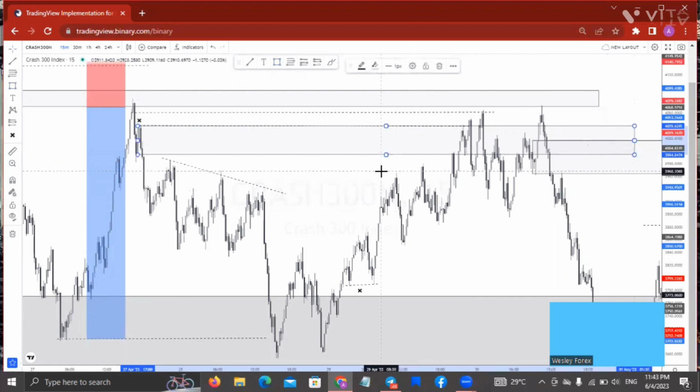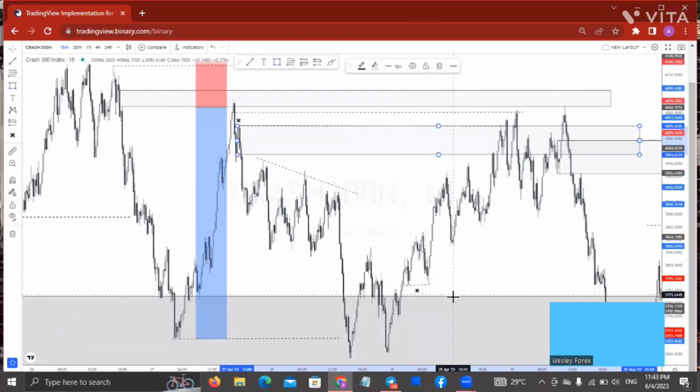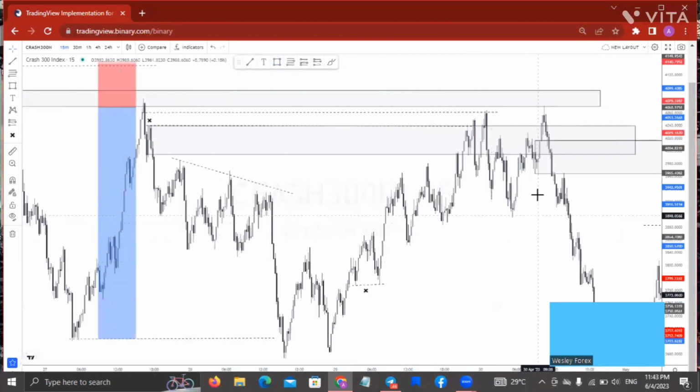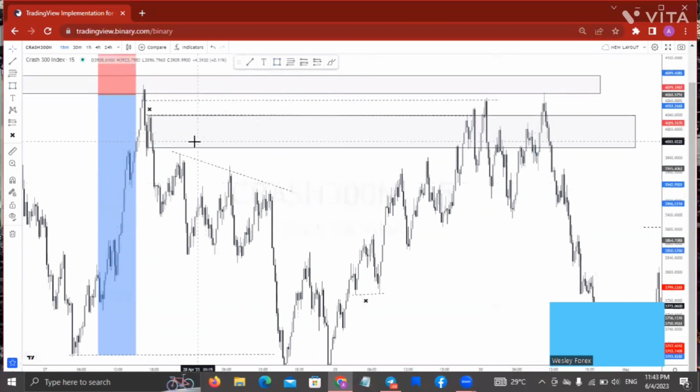Now the chart is becoming a little messy. Let me just clean this, take this away for now. I'm going to take this away for now. Possibly take this one away too, so we can understand this. Now this is another block over here. This is another block.